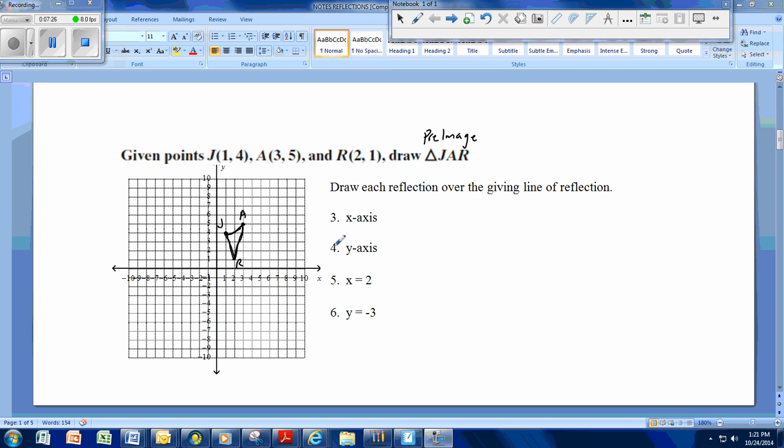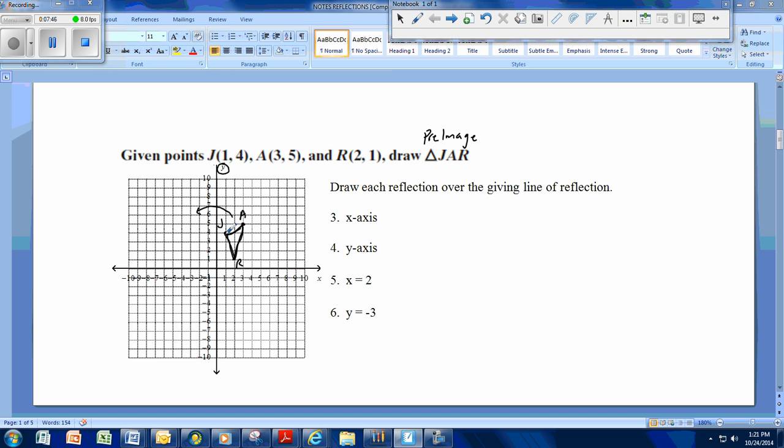Okay, next thing we're going to do is we're going to flip it over the y-axis. Here's the y-axis. That's this vertical line. Okay, so I'm going to do the same thing. I'm going to flip this triangle over that line. All right, so I'm going to do the same thing, except I'm counting the other direction here.